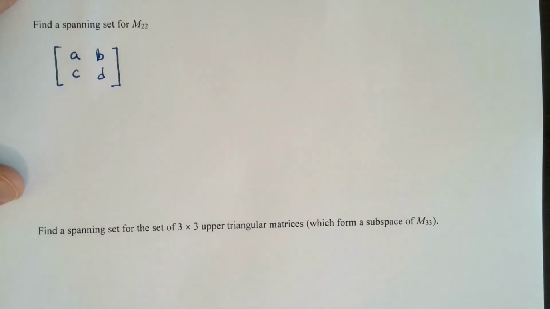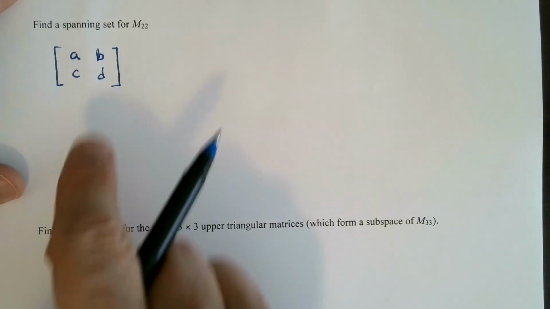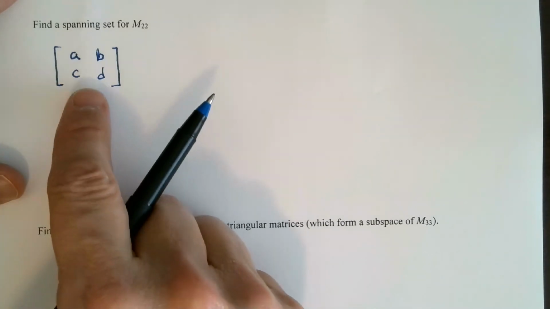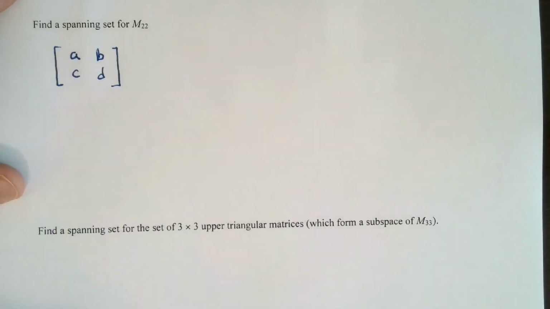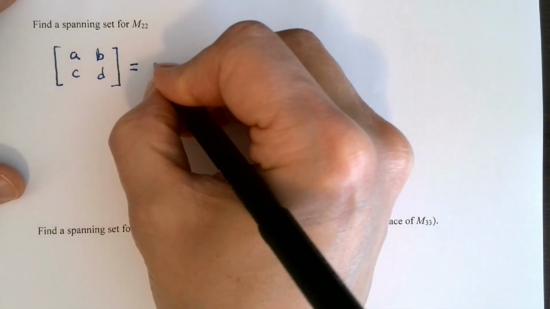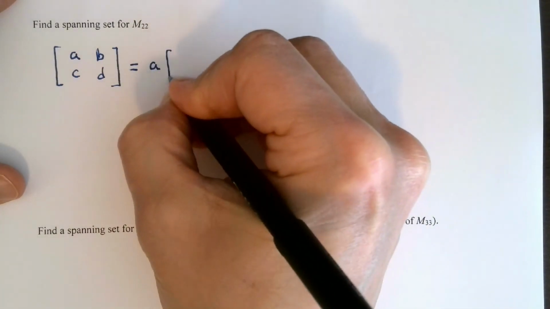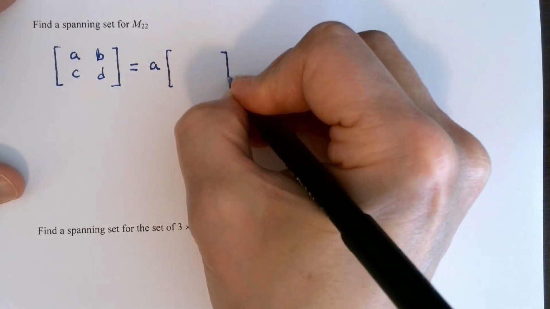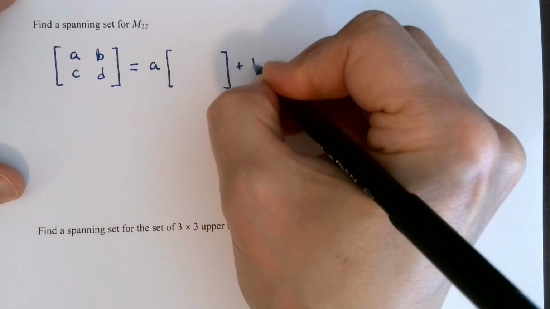So what would be a spanning set? What would be a set of matrices, in this case, obviously 2 by 2, where any such matrix I can express as a linear combination of those matrices? And I'm going to give you some help here. Now this is not the only spanning set for M22, but it will be the obvious one.